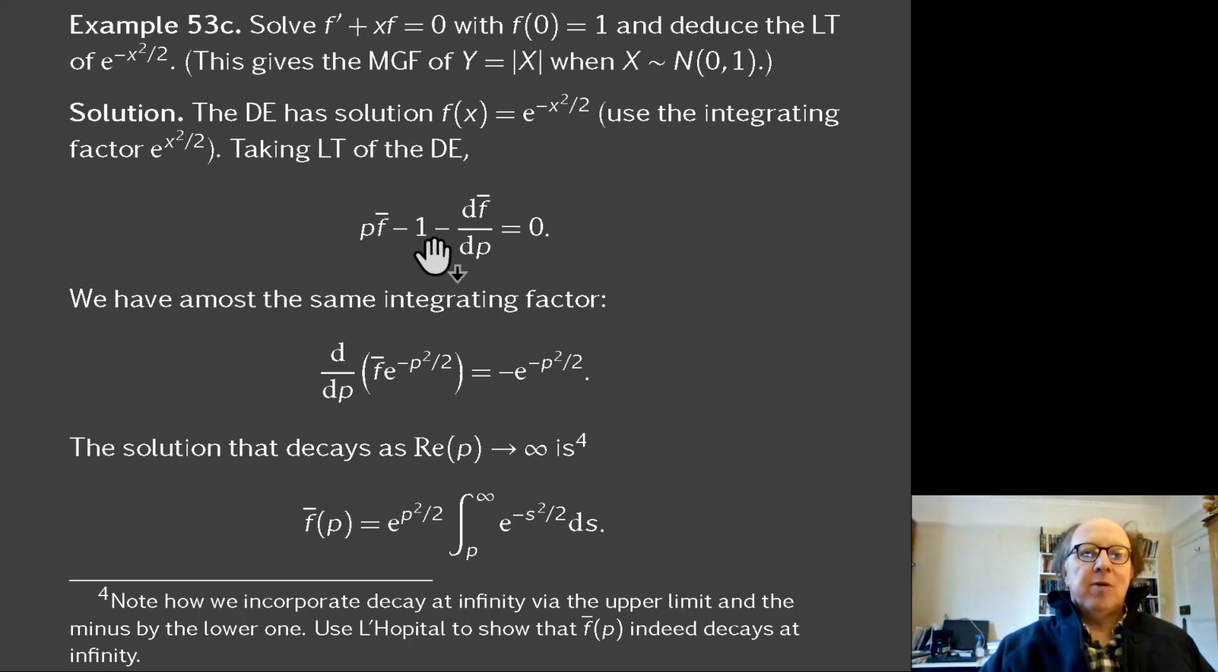So you get p f bar minus 1 from taking the transform of f prime, minus d f bar by dp from the transform of xf, and that's equal to 0. And this is virtually the same differential equation. It has an integrating factor e to the minus p squared over 2 now. d f bar by dp minus p f bar equals minus 1, so take that over to the right hand side. d f bar by dp minus p f bar is minus 1. d by dp of this is equal to minus e to the minus p squared over 2.